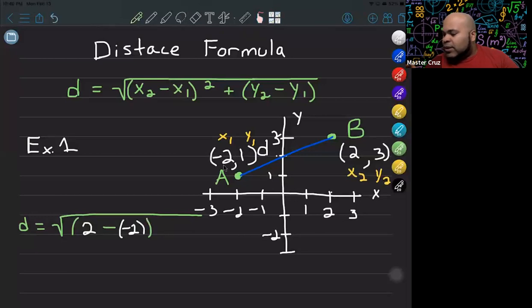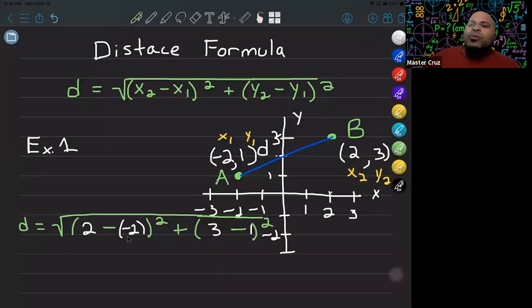Then I close my parentheses and I square this because this entire thing is squared. Then I'm going to make this a little bit longer, and I'm going to put a plus sign up here because there's a plus sign in the middle. And I'm going to repeat the same process, and make sure that you put the square here as well. There's a square at the end of the x and at the end of the y. So I open a parentheses and I write y2 with a minus sign in the middle, of course. y2 is just 3 minus y1, which is 1. And I close my parentheses, and it's all squared. Okay, so the reason why I put a double parentheses here is because this 2 was negative.